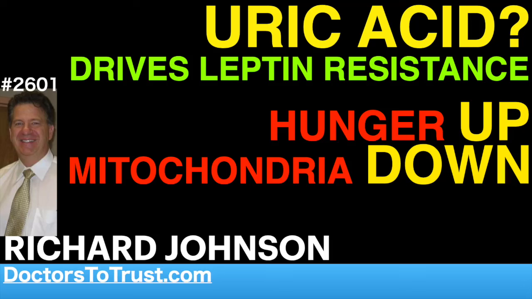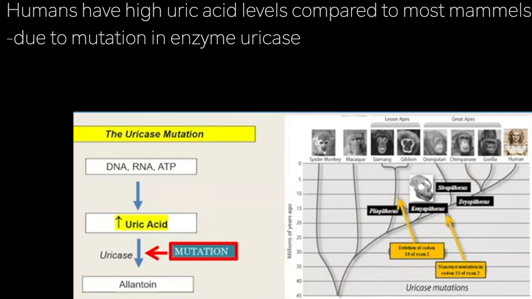Uric acid is a kind of key player in how fructose works. What's interesting, and I think many of you know this, is that humans have high uric acid levels compared to most mammals, and it's due to a mutation that occurred in an enzyme called uricase, millions of years ago. Using molecular evolution, you can actually identify what the mutations were and when they occurred. And they occurred around 12 to 15 million years ago.